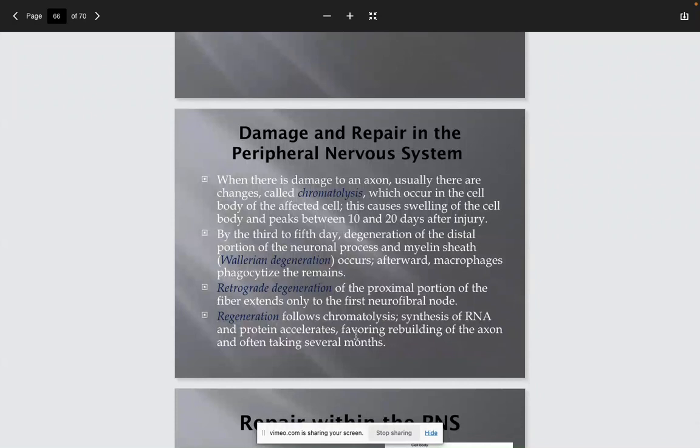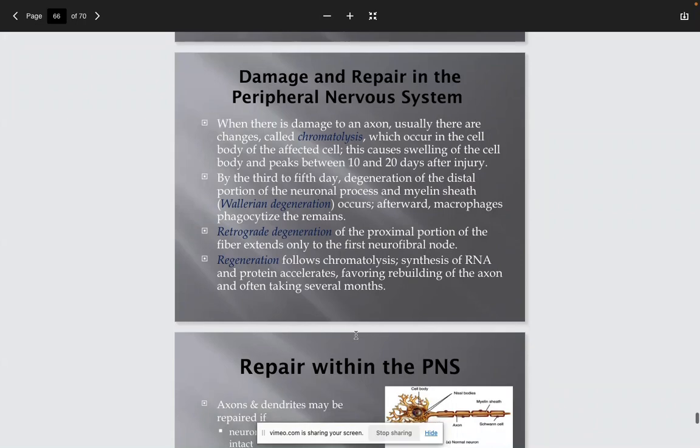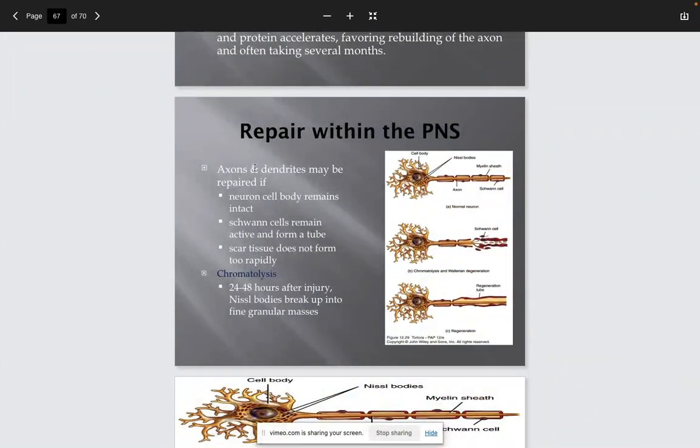Remember, the cell body is going to contain the rough endoplasmic reticulum, which is again going to be needed for protein synthesis and neurotransmitter synthesis. So, again, it's important to know that in order for regeneration to occur, the cell body must be intact. So, axons and dendrites may be repaired if the neuron cell body remains intact and the Schwann cells remain active, right? Schwann cells are going to be needed in order for regeneration of the myelin sheath.